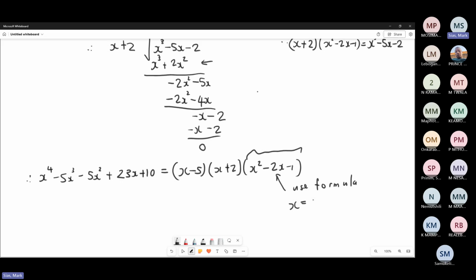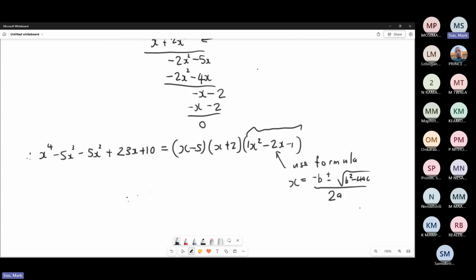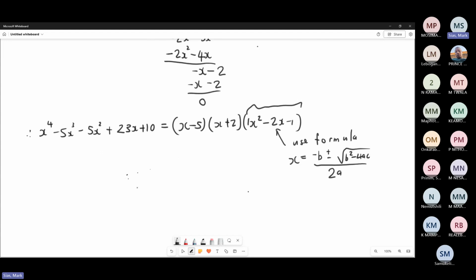So x equal to minus b plus or minus the square root of b squared minus 4ac over 2a. Now you identify your a and your b. Your a is 1, your b is minus 2, and your c is minus 1. And then, of course, you guys will verify if you get those zeros the same, those irrational zeros. So we are interested in the totality of zeros.